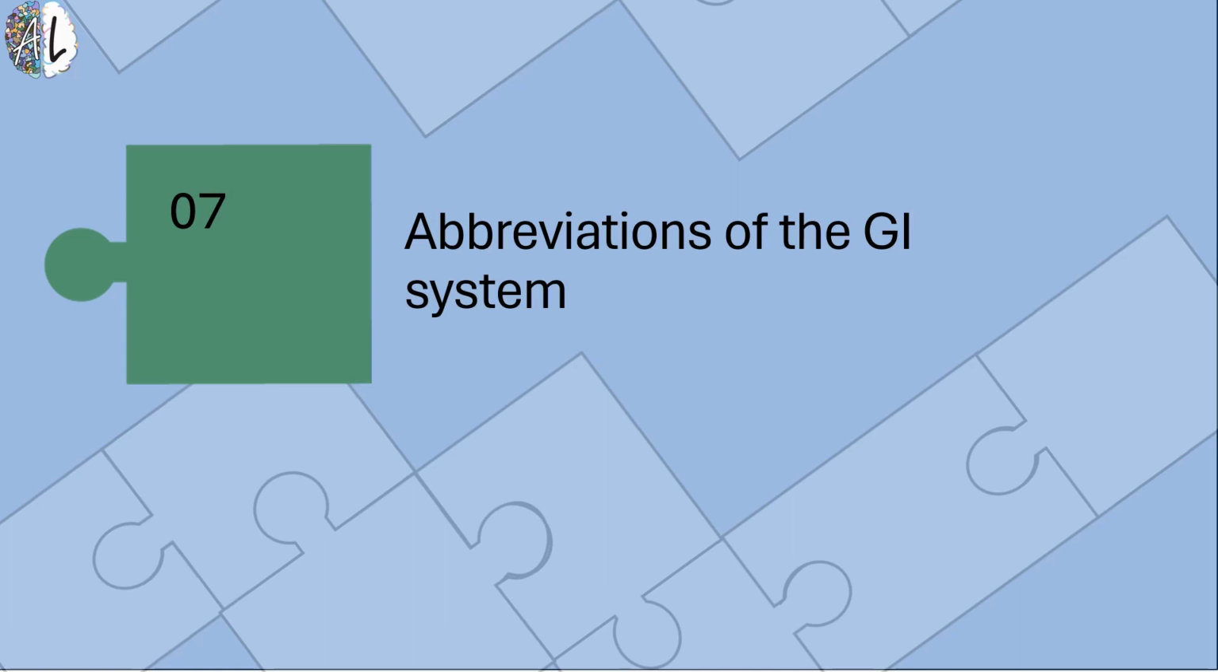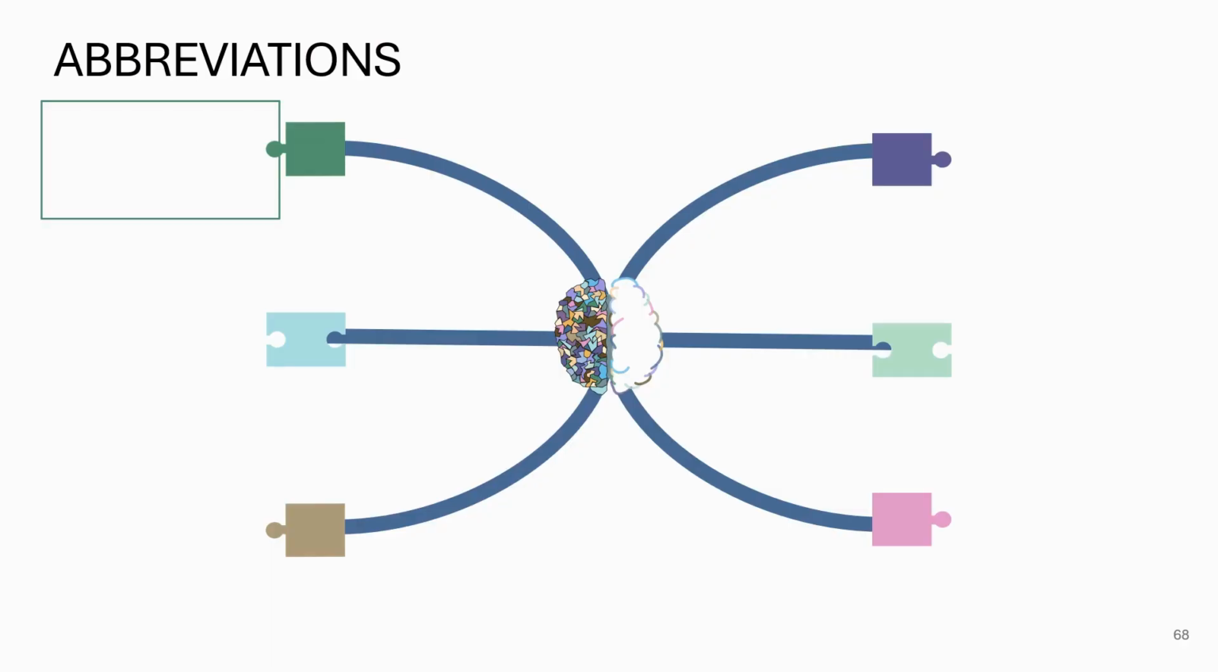Lastly, we're going to look at abbreviations of the gastrointestinal, or the GI, system. So this, of course, should be your introduction into the abbreviations themselves. Of course, first up is that good old abbreviation GI. The G stands for gastro, which means the stomach. The I is for intestinal, which is both small and large intestines.